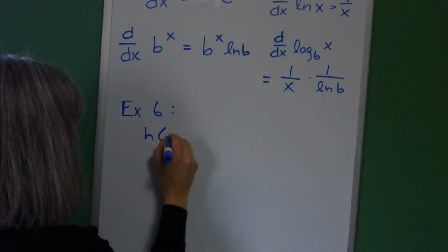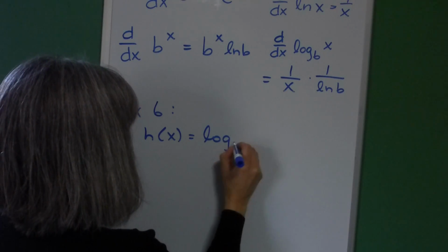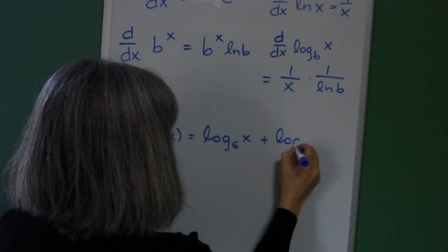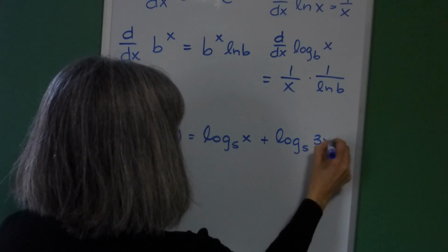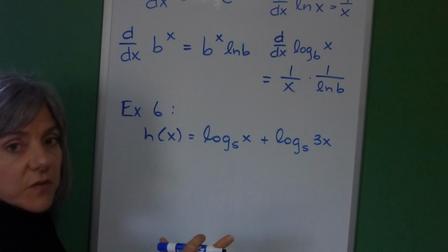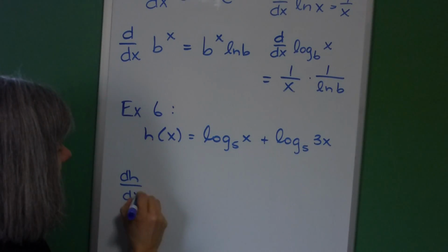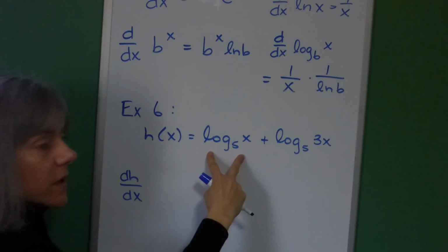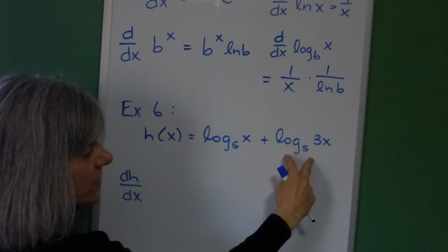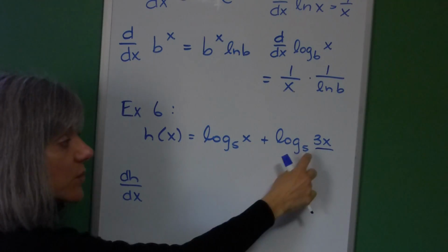Let's say we have h of x equals log base 5 of x plus log base 5 of 3x. Okay, so the question is, is this ready to find dh dt? I mean dh dx, sorry. Log of x, even with a different base, is basic, that's ready. Log base 5 of 3x, this is not a plain x, so we are not ready. We need to rewrite this.